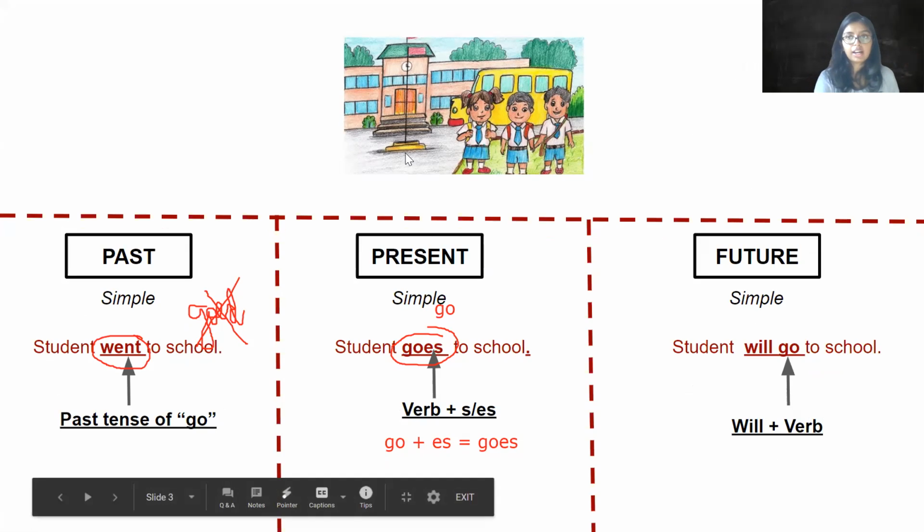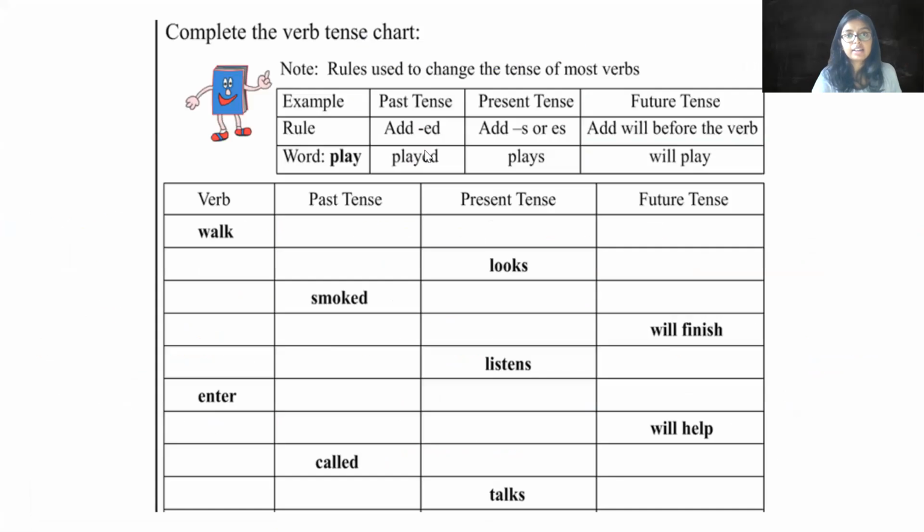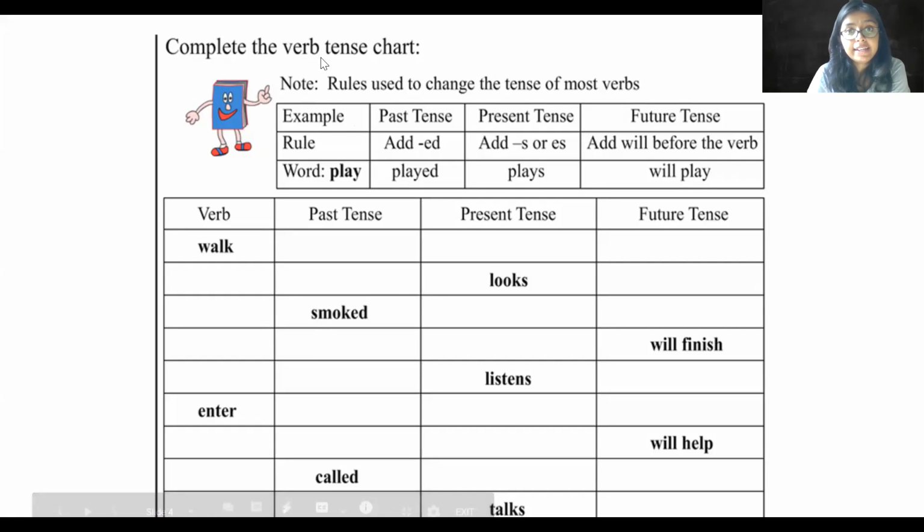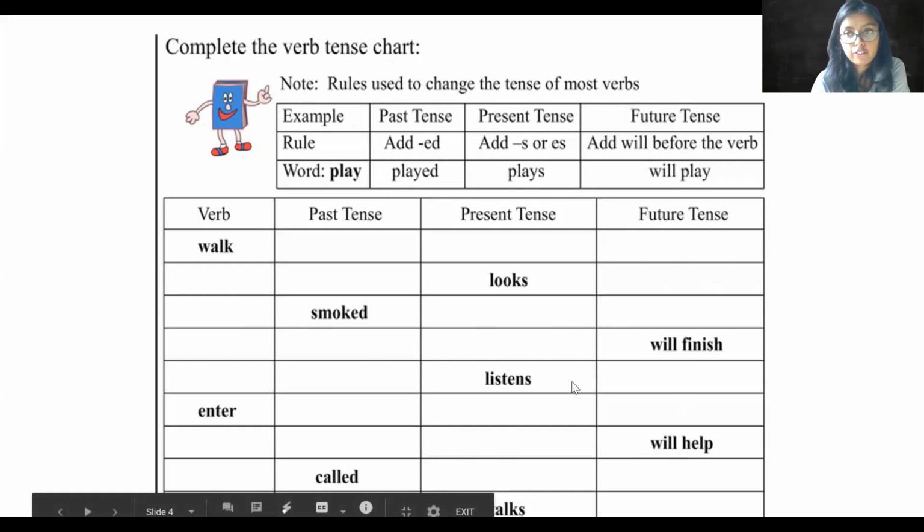So here we see a chart. In this chart, nothing. It's very simple. We have to complete this table. So complete the verb tense chart. So some verbs are given and we have to fill the chart.